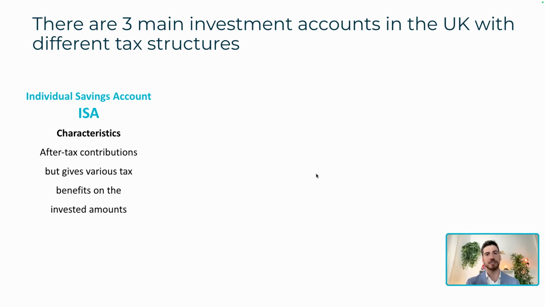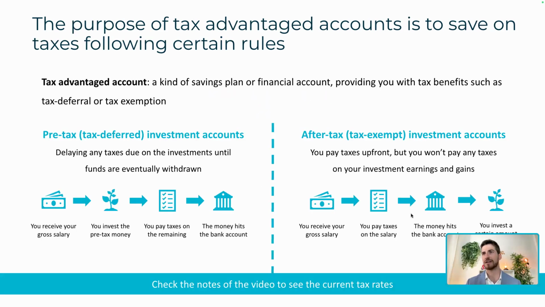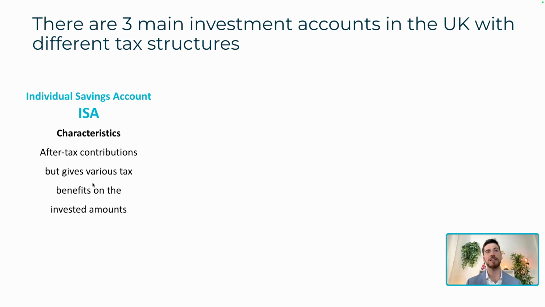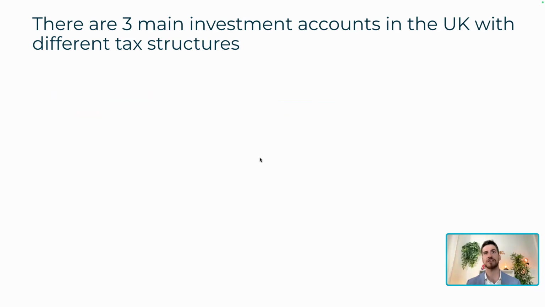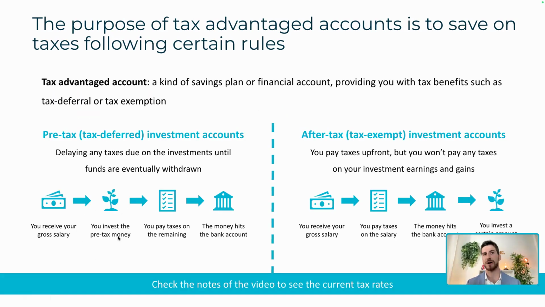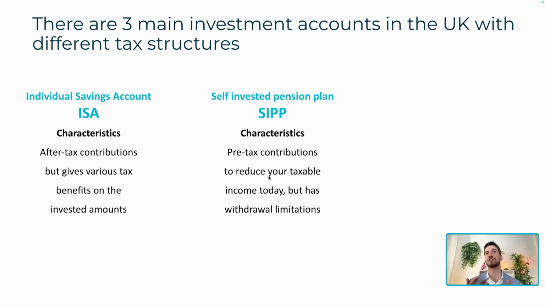This has the characteristic of focusing on after-tax contributions. So just to give a reminder, it means here you invest the money, so you already paid taxes on this, but then you have the various benefits on the investment amounts, such as you don't pay capital gains or other stuff that we will see. Then we have the Self-Invested Pension Plan. This is called SIPP. This is pre-tax contributions. And so it means you invest the pre-tax money. And here, this reduces your taxable income today, but has withdrawal limitations, and you'll pay the taxes later. Even though, as you can see in the SIPP lecture, you'll pay less taxes.